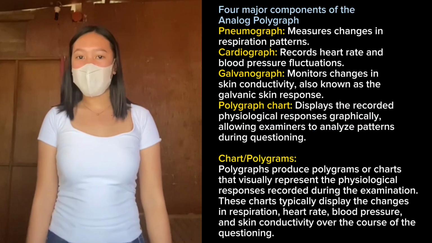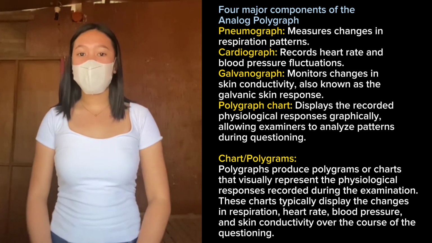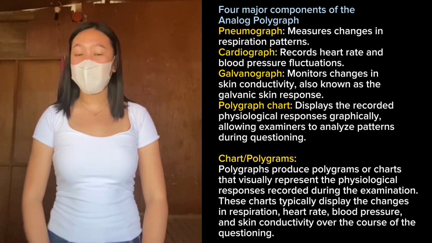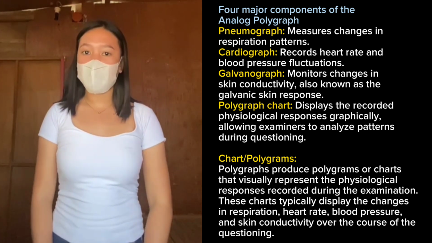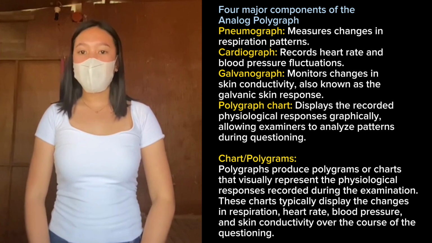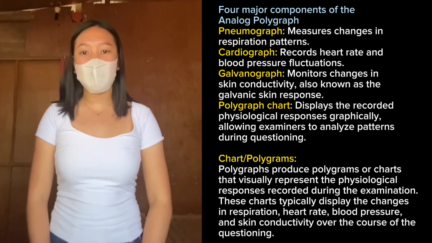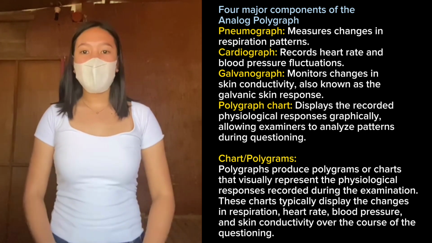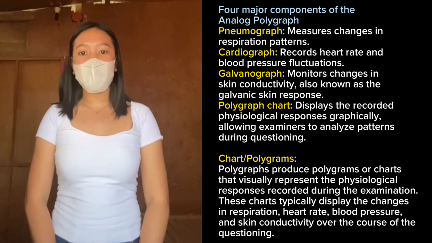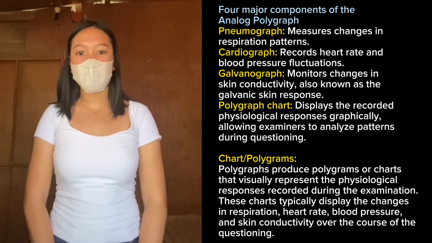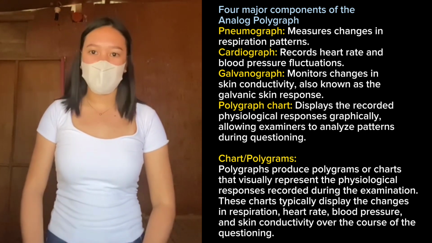Four major components of the analog polygraph. First is the pneumograph, which measures changes in respiration pattern. Second is the cardiograph, which records heart rate and blood pressure fluctuations. Third is the galvanograph, which monitors changes in skin conductivity, also known as the galvanic skin response. Fourth is the polygraph chart, which displays the recorded physiological responses graphically, allowing examiners to analyze patterns during questioning.